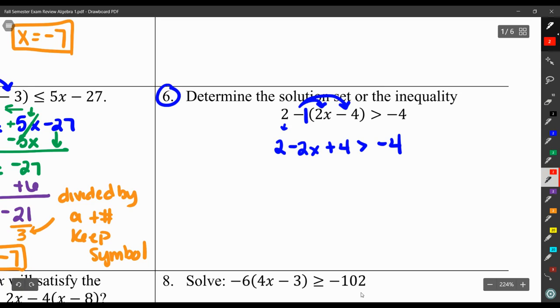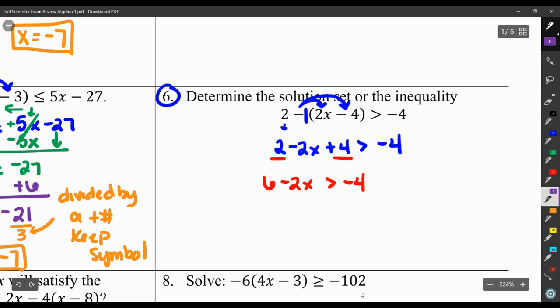Step 2 is to combine like terms. So in this case, on the left-hand side, I do have a few like terms. I've got 2 plus 4, which I can add together to make 6. And then negative 2x does not have a like term, and then negative 4 on the other side also does not have a like term. Now, step 3 is to get all your variables to one side. Well, there are no variables over here, and so all of my x's are already gathered on the left. So step 3 has been done for us.